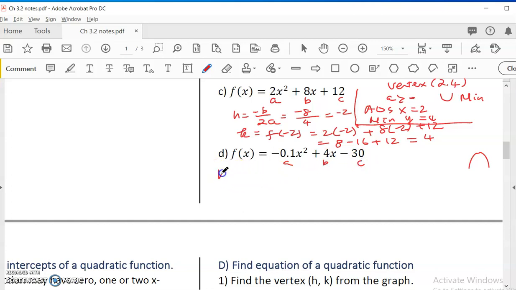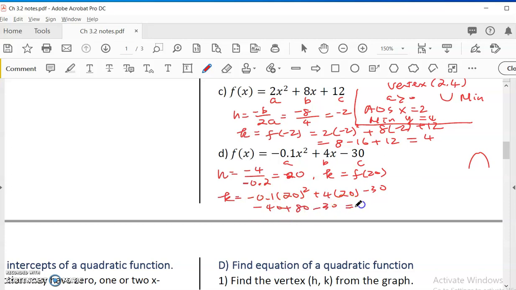ABC. So I would have to calculate h, which is negative b over 2a. A is negative 0.1, so 2a is negative 0.2. So that means negative 4 over negative 0.2. Negative b over 2a, a negative over a negative, so it is 20. So k is what? K is equal to f of 20. So I plug 20 into it, so k would equal negative 0.1 times 20 squared plus 4 times 20 minus 30. So doing all the calculations, 400 times this, so it's negative 40 plus 80 minus 30. So that's equal to 10.